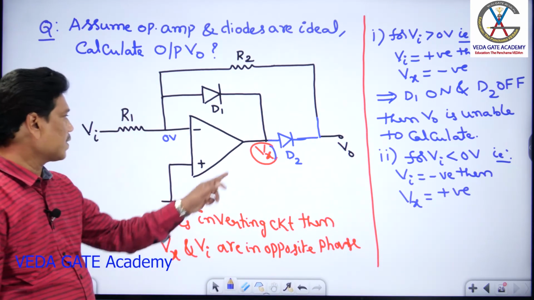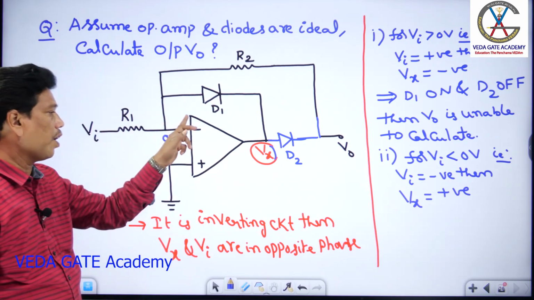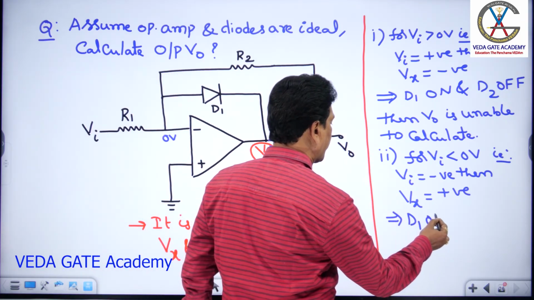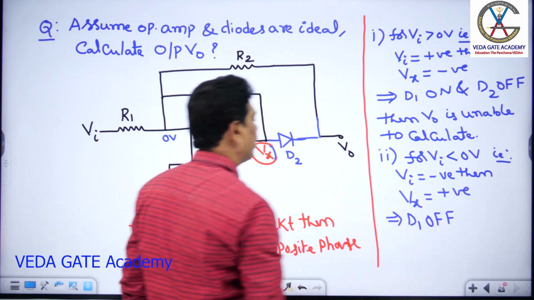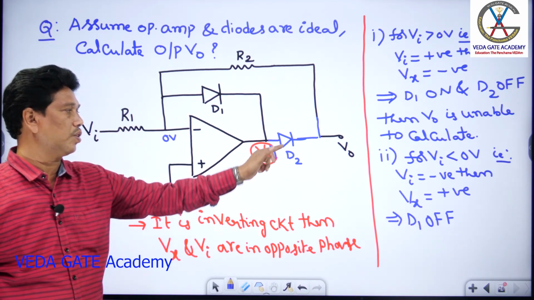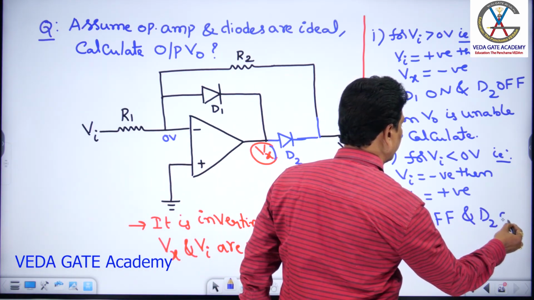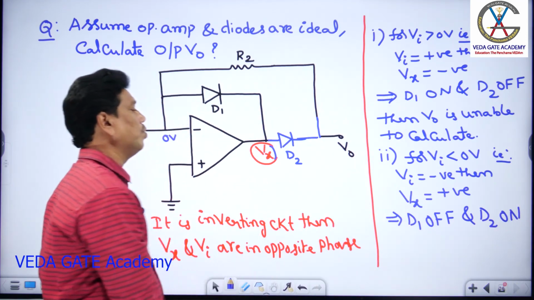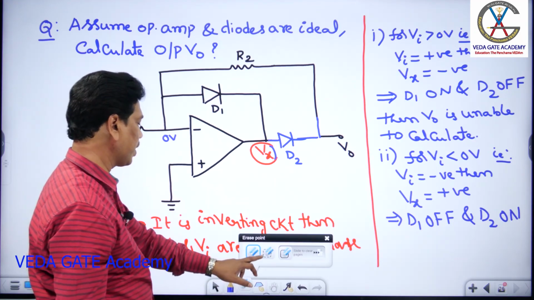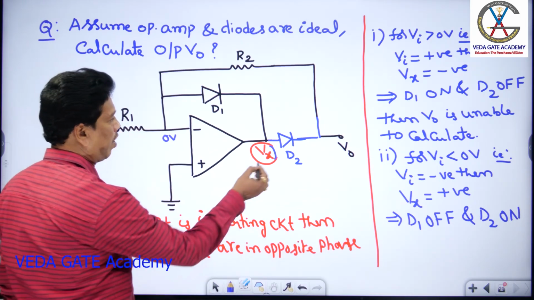Vi equal to negative means Vx would be the opposite phase, positive. So the anode is at 0 and the cathode is at positive potential, thereby the diode D1 becomes off. And for diode D2, Vx is positive, so diode D2 becomes on. In case 2, D1 is off and D2 is on.